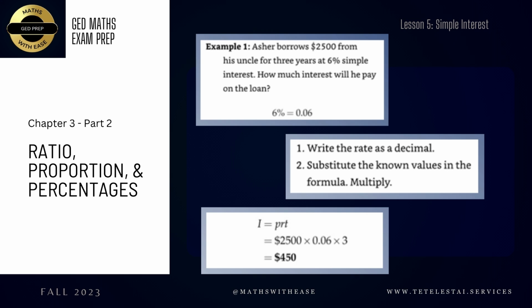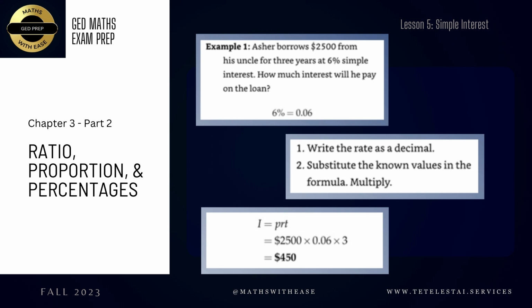So in this example, we're being told that Asher borrows $2,500 from his uncle for 3 years at a 6% simple interest rate. How much interest will he pay on the loan? As we've seen from the last lecture, we can rewrite 6% as 0.06 by dropping the percentage sign and moving our decimal point 2 places over to the left. And so we rewrite 6% as 0.06.